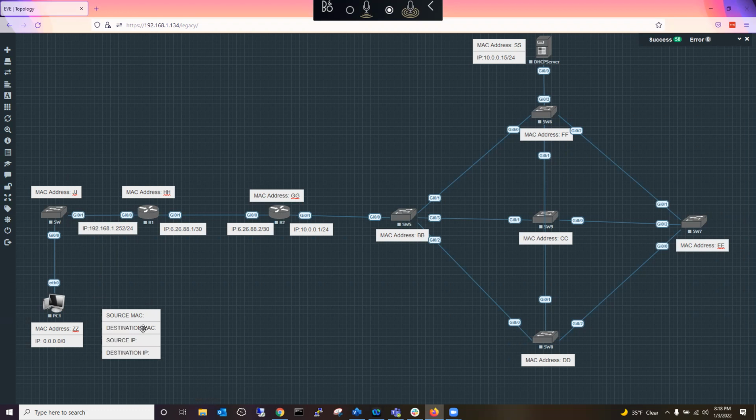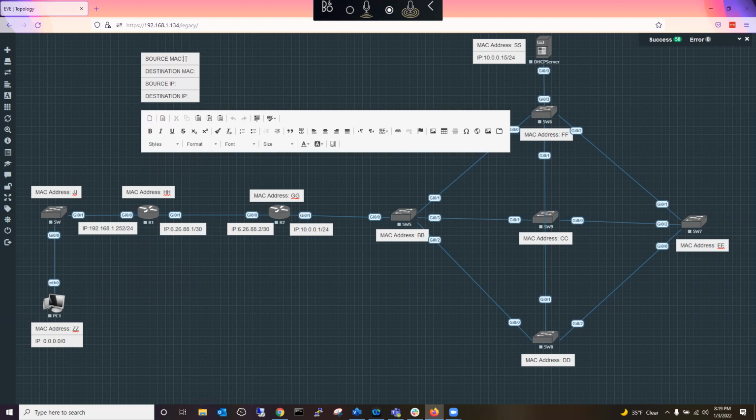So PC1 is plugged into the network. My CEO wants to go ahead and get an IP address. How is the packet going to look from PC1 onto the network? What will be the source MAC for PC1? Oh, it's ZZ. My bad, I'm trying to do it on my phone. The MAC address is ZZ.